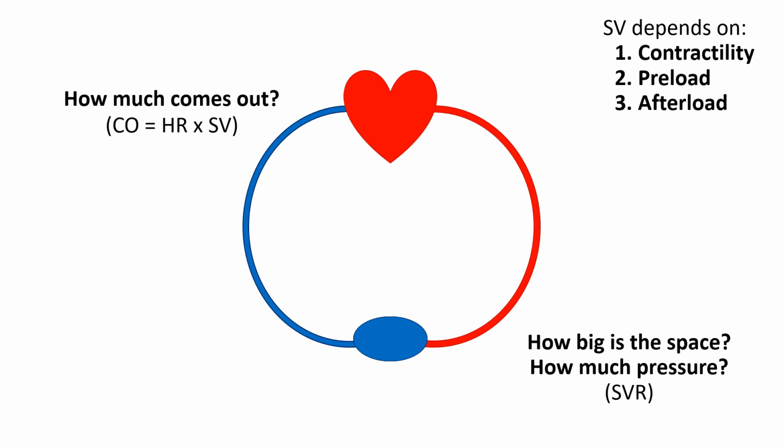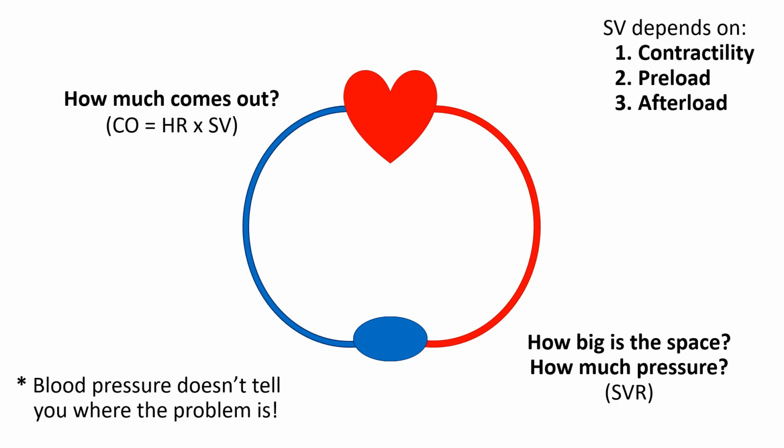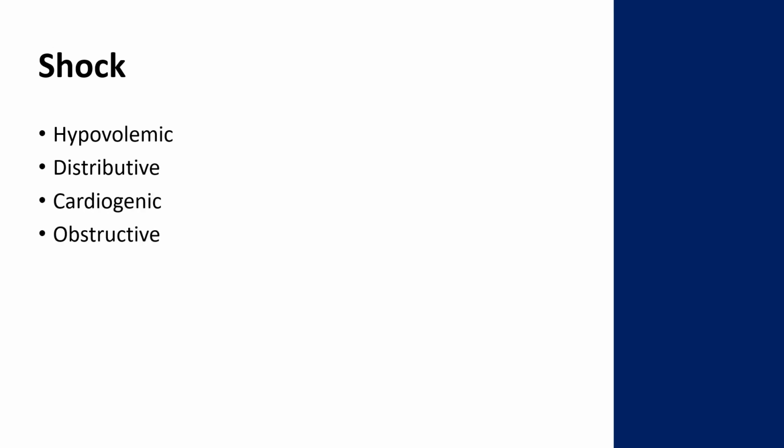Now, all of these things come together to make up blood pressure, but unfortunately, blood pressure doesn't really tell you which part of this system is dysfunctional. That's going to be your job to figure out, in terms of recognizing the shock syndrome that might be happening in front of you. There are 4 different types of shock that we'll talk about here: hypovolemic shock, distributive shock, cardiogenic shock, and obstructive shock, and we'll go through each one next.